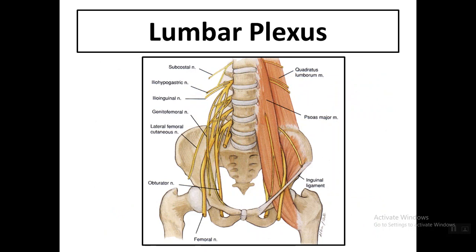The last part of our lecture is the lumbar plexus. The lumbar plexus is a plexus of nerves. We can see from this figure the plexus of nerves that is formed within the substance of this muscle, which is called the psoas major muscle. Some of its branches will pass from the lateral side, some from the medial side, and some from the anterior surface.